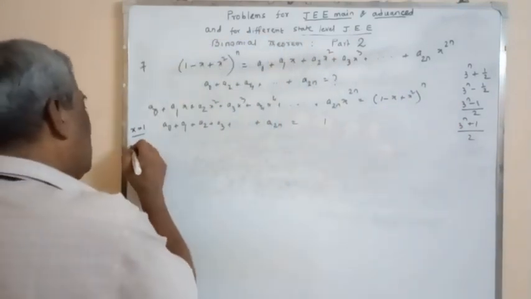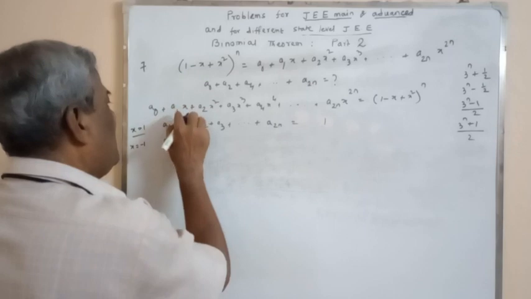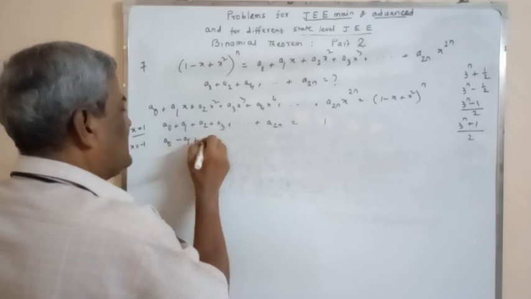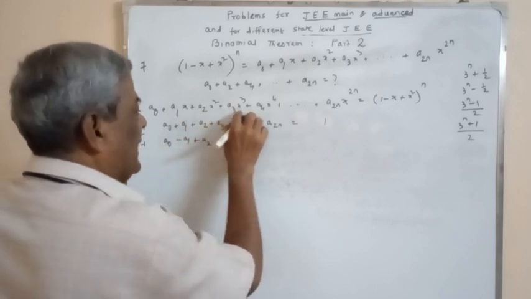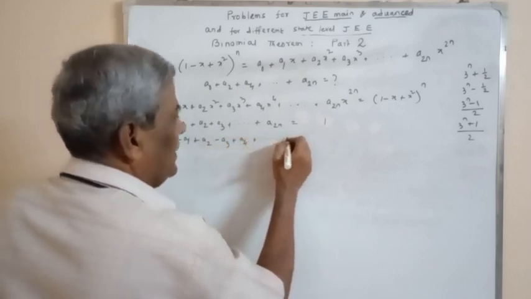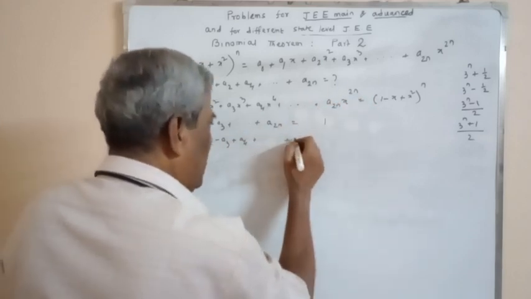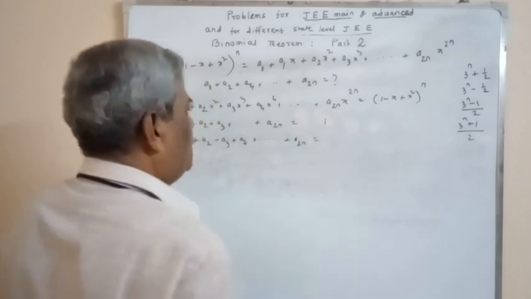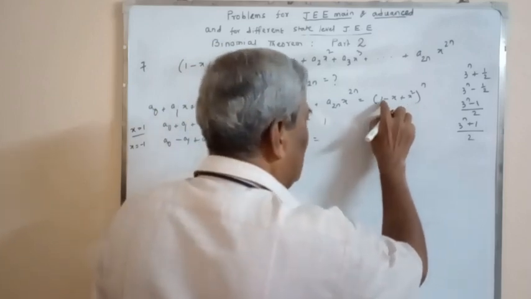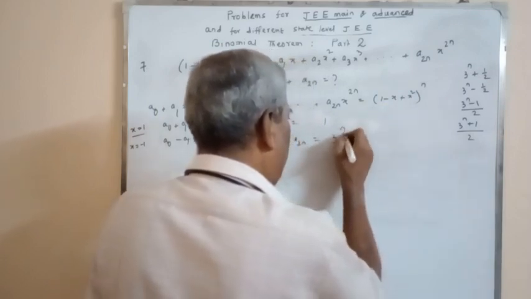Now put x is equal to minus 1 on both sides. So it is a0 minus a1 plus a2 minus a3 plus a4, and the last term will be minus to the power 2n, that is positive, so a2n is equal to how much? 1 minus (minus 1) plus 1, it is 1 plus 1 plus 1, that is 3 to the power n.